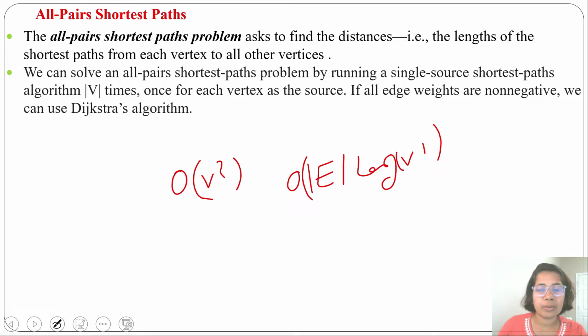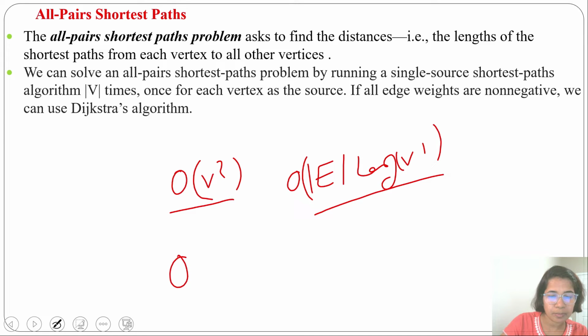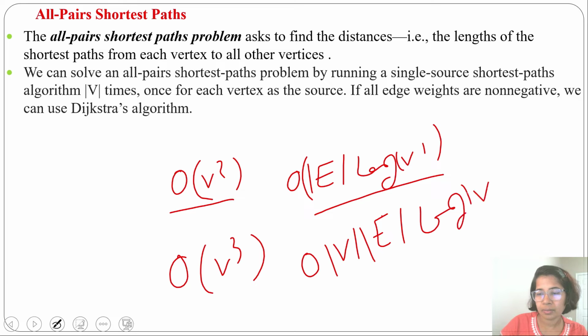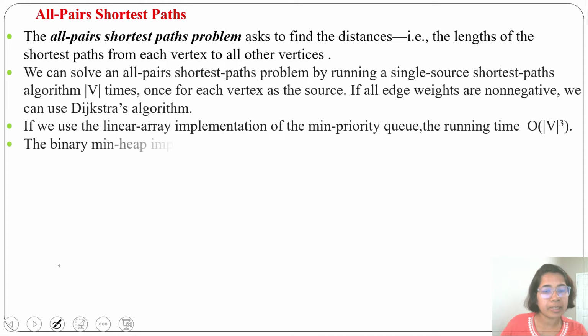So if we use Dijkstra's algorithm for finding all pair shortest path, then this is the running time for one source. If we consider all vertices as source, then running time will be order of V times E log V, that is, order of V, then number of edges, log number of vertices. So this is all about the greedy technique.